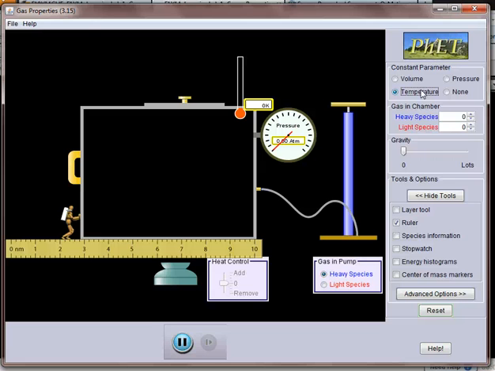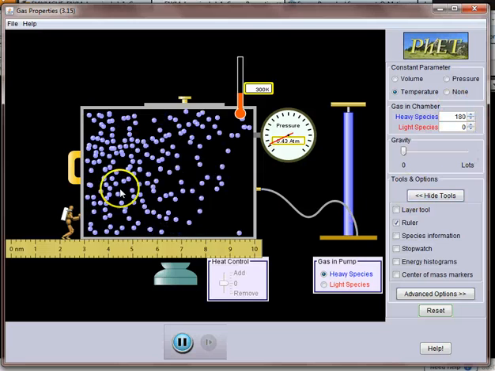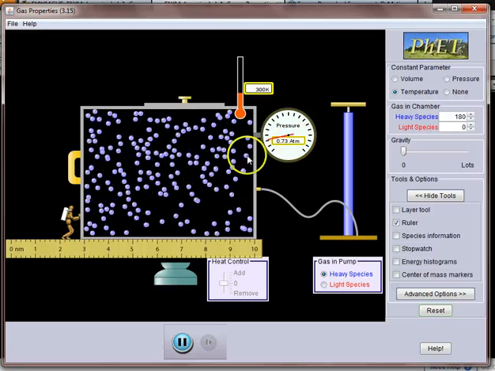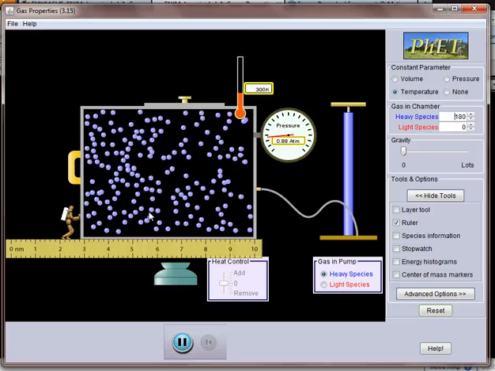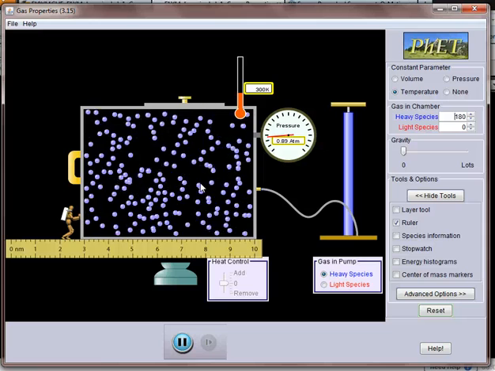Then introduce 180 heavy particles into the chamber. Temperature is fixed now. The only variable is volume. Pressure would change if you change the volume. But let's wait and see what the pressure is.